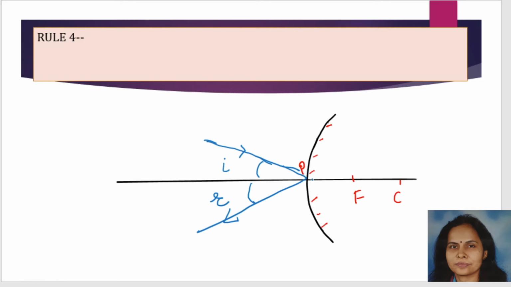And if you want to draw the normal at the point of incidence, we have learned that in the case of spherical mirrors, we simply join the point of incidence with the center of curvature. So in this case, the normal is the principal axis only. So this is angle I and this is angle R.